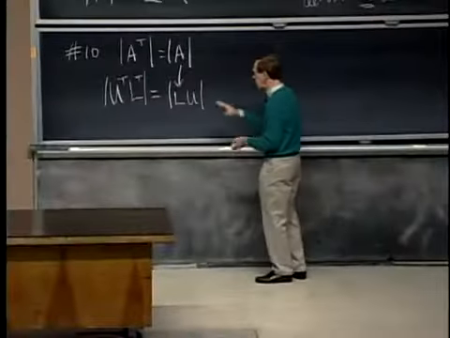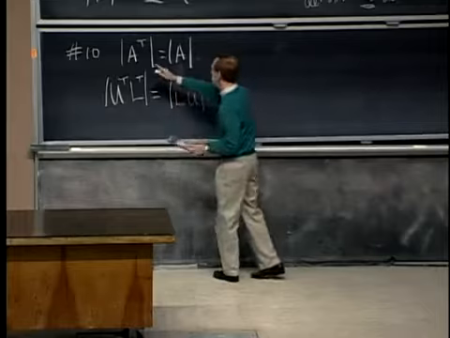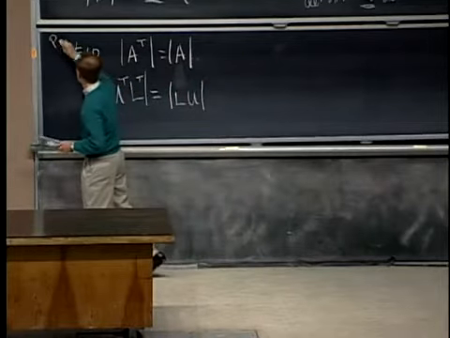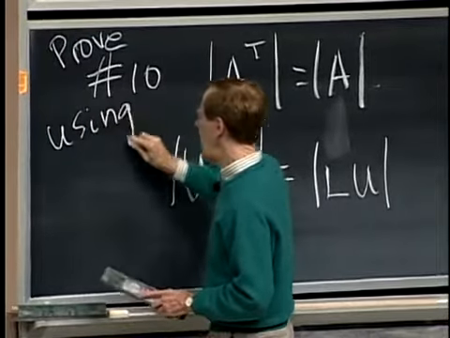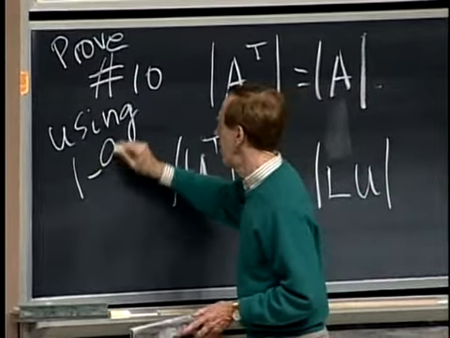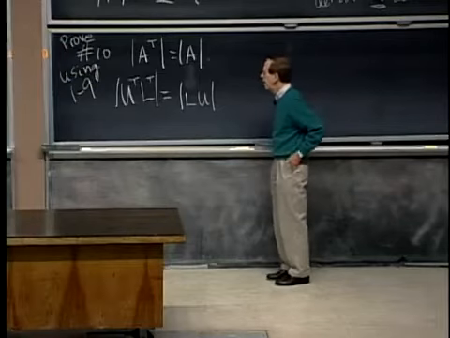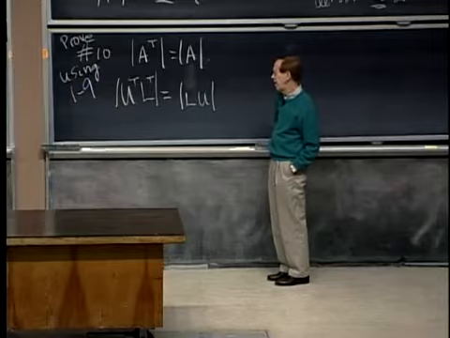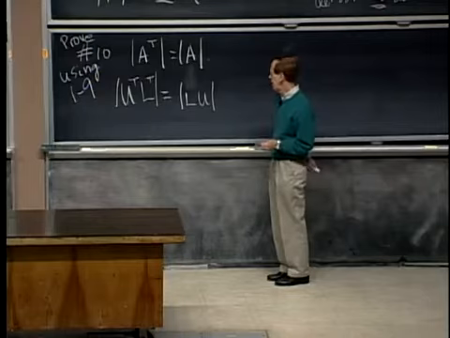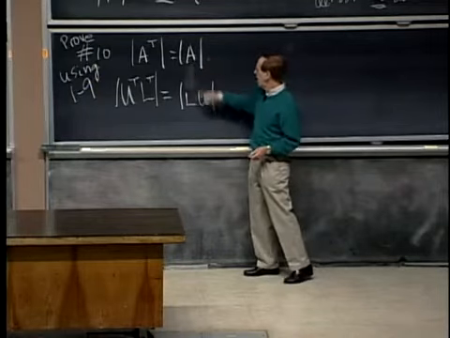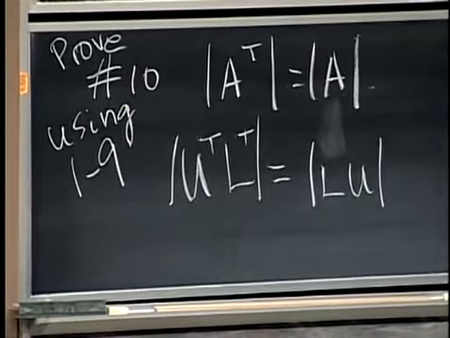This is to prove. So this is prove number 10 using, well, I don't know which ones I'll use, so I'll put them all in, 1 to 9. Okay. I'm going to prove number 10 by using 1 to 9. I won't cover every case, but I'll cover almost every case. So in almost every case, A can factor into LU, and A transpose can factor into that. Now what do I do next?